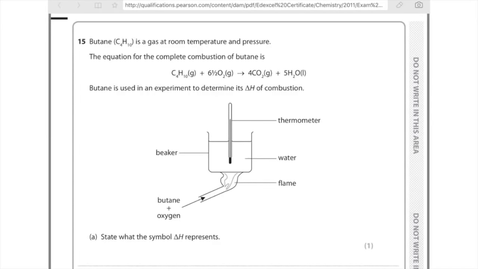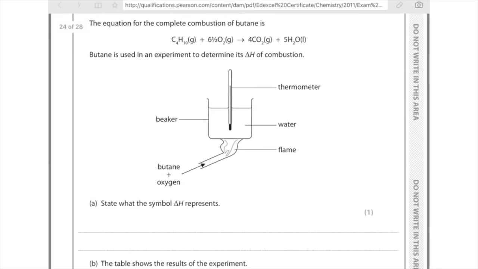But let's have a look at the sort of question. So butane, C4H10, is a gas at room temperature and pressure. The equation for the complete combustion of butane is as follows. So complete combustion, so obviously that means in plentiful oxygen. Butane is used in an experiment to determine its enthalpy change of combustion.